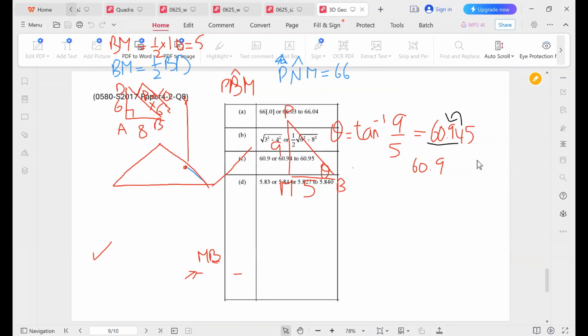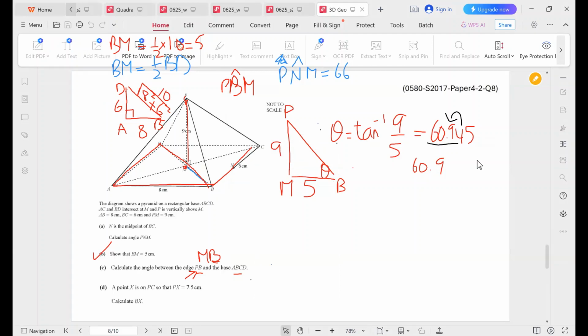If you look at the marking scheme, you're going to find that for question C, the answer is 60.9 to 3 significant figures. So in question D, we are told a point X is on PC so that PX equals 7.5. So let's try to draw. So we have X here. And this part here is 7.5. And we are required to find BX. So there is BX here. Let's draw the triangle outside to make life simpler.